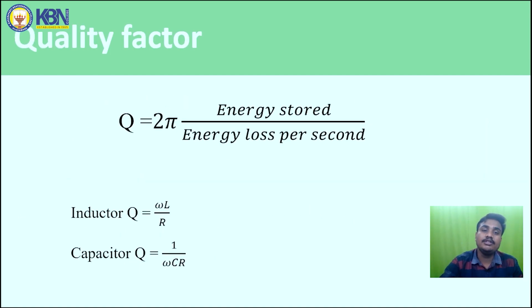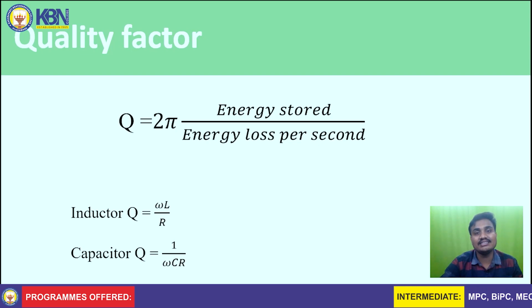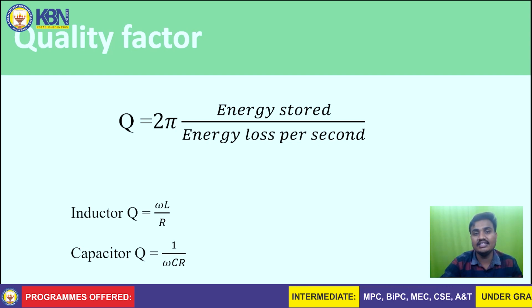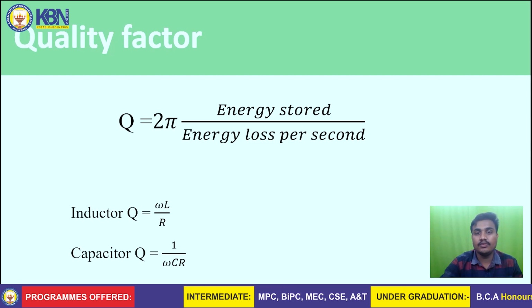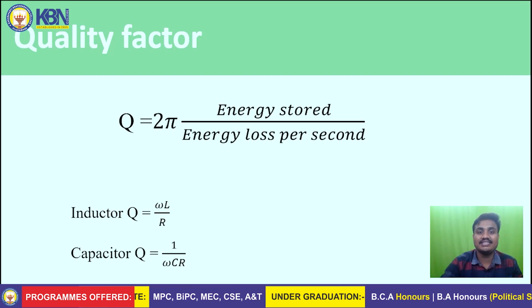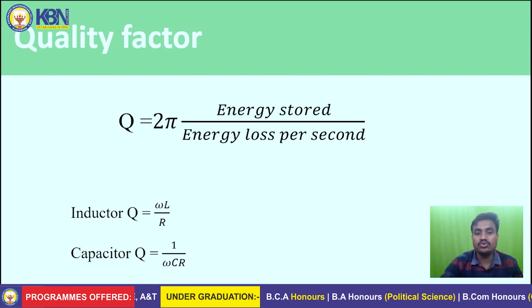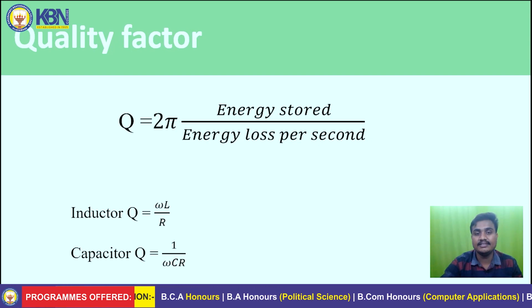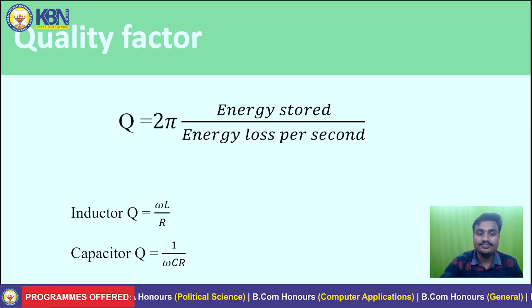Coming to the next topic, quality factor. Quality factor is defined as 2 pi times the ratio of the energy stored to the average energy loss per second. For an inductor the quality factor is given by Q equal to omega L by R, and for a capacitor the quality factor is given by 1 by omega C R.